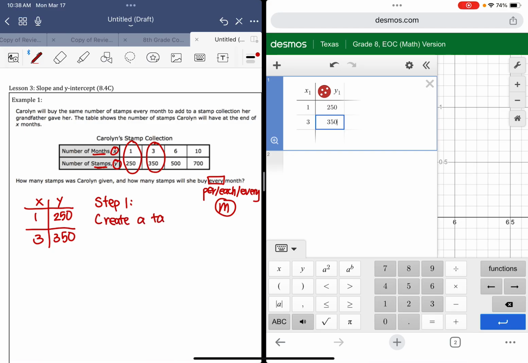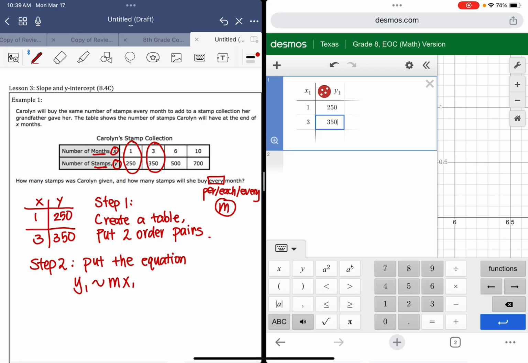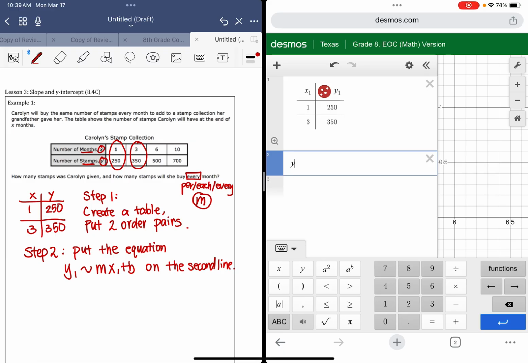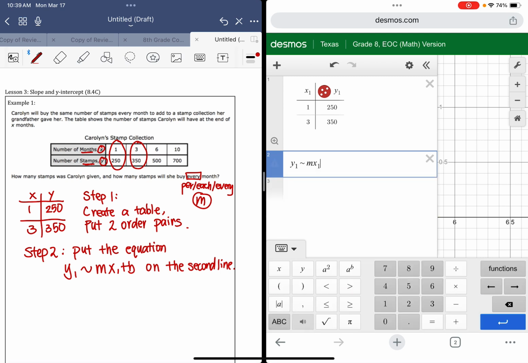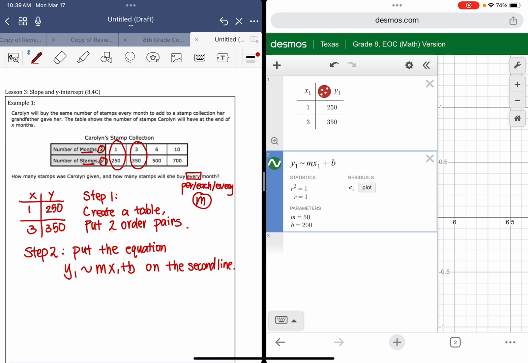Step 1: create a table and put 2 ordered pairs. And then we go to step 2. Put the equation y1 similar to mx1 plus b on the second line. So as we said right here, we go to the second line and put y1, making sure it is y1 similar to mx1 plus b. That's my equation. We should have it in our reference chart as well. We annotated that.